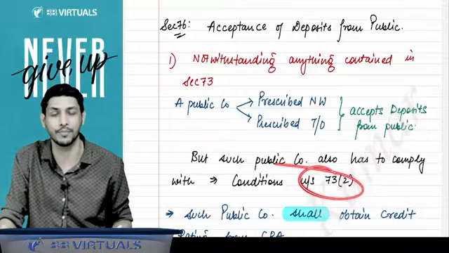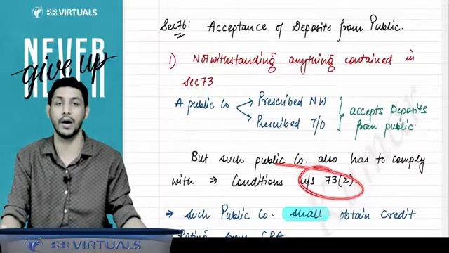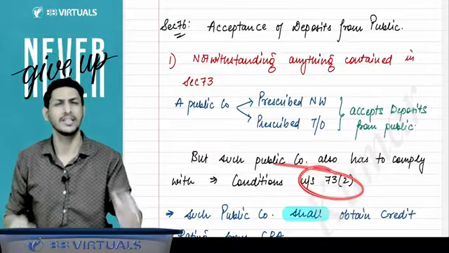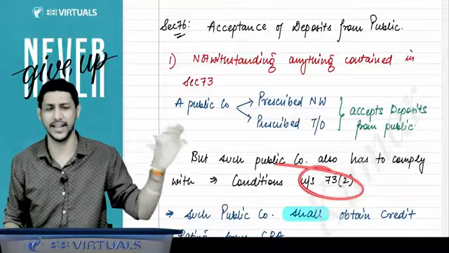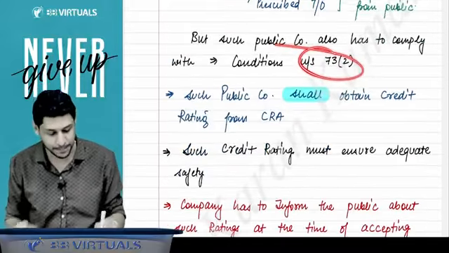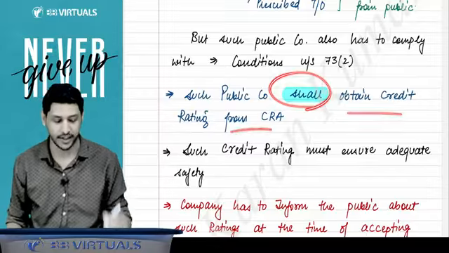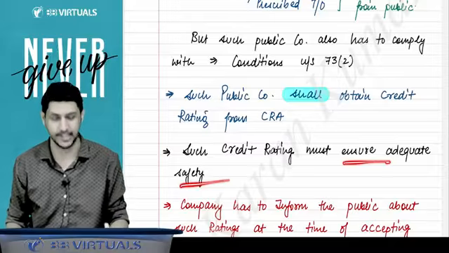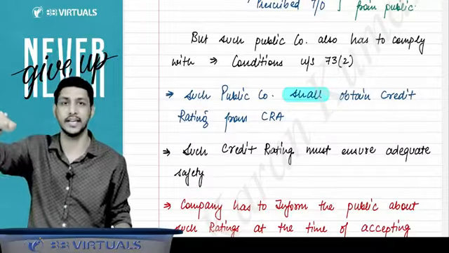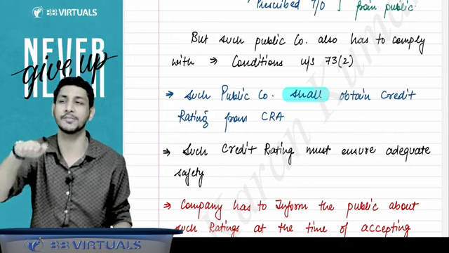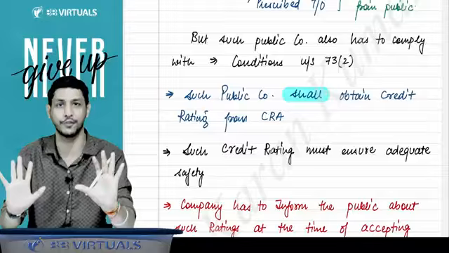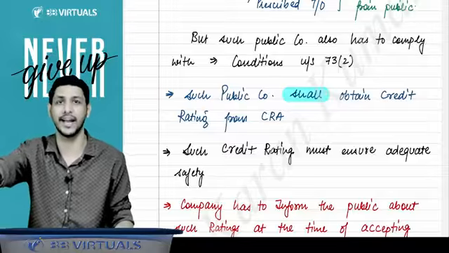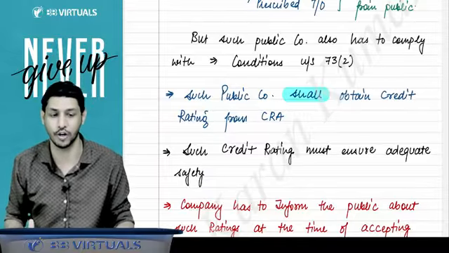Whether you accept deposit from the members or from the public, you have to fulfill the conditions I have already told you. There is just a very minor change that I'll tell you here. Such a public company shall obtain a credit rating from the credit rating agency, and that credit rating must ensure adequate safety, that the funds will be safe. It will not be like a D grade rating or a C grade rating. It should not be like that.